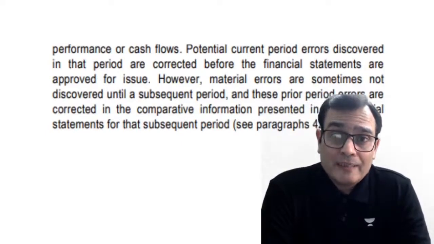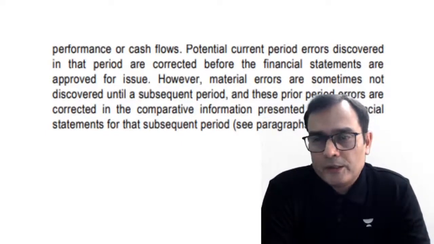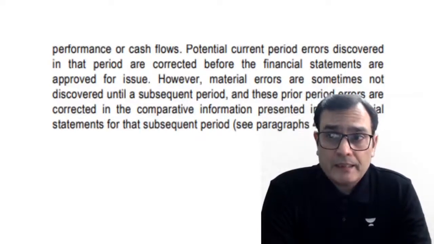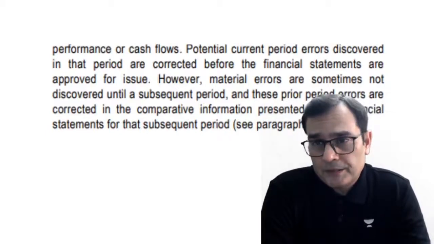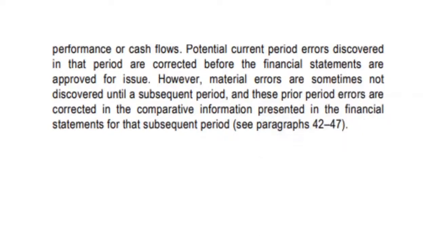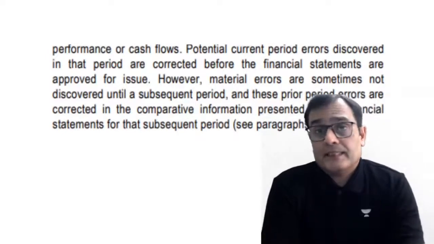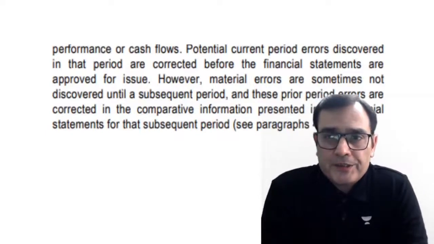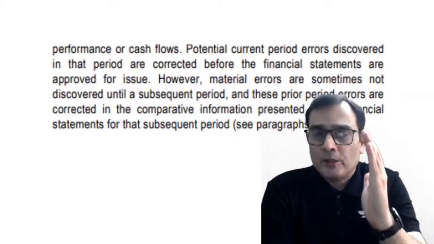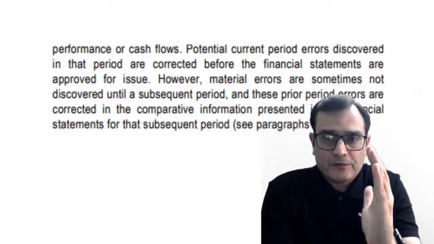However, if you're looking at errors, here again, we're looking at those errors which are material in nature. So it says if there are material errors, they are sometimes not discovered until a subsequent period, and these prior period errors are corrected in the comparative information presented in the financial statements for that subsequent period, which means, as I said, that there are two kinds of errors. One is which is relating to the current year, located after the balance sheet date of the current year.